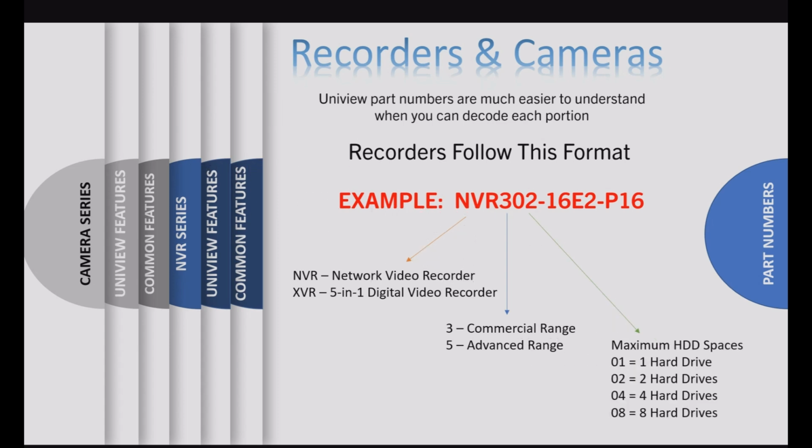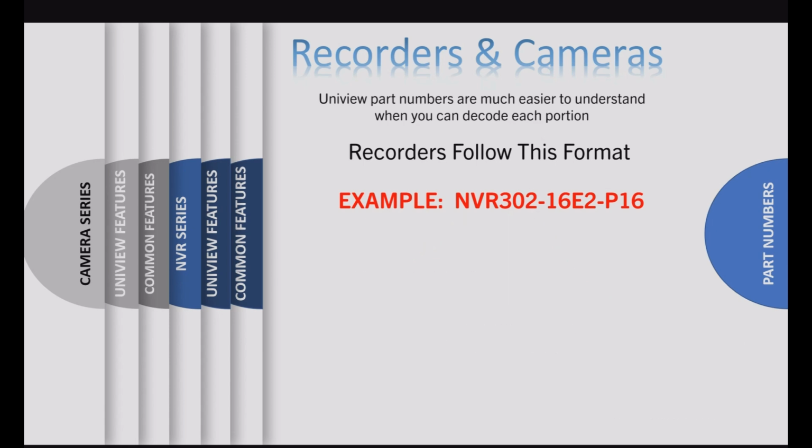The next part is much simpler. It is simply the number of SATA bays that are included in the NVR, meaning the maximum number of hard drives that can be installed in the recorder. After this, we have the maximum number of recording channels on the unit. This means the maximum number of cameras that the recorder supports.